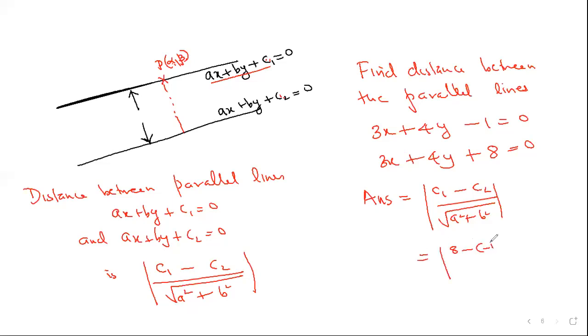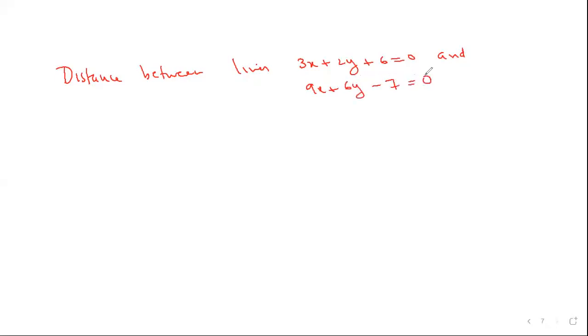Eight minus minus 1, divided by root of 3 square plus 4 square. So the answer is 9 by 5. Okay, last one more question. Find the distance between the lines 3x plus 2y plus 6 equal to 0 and 9x plus 6y minus 7 equal to 0.